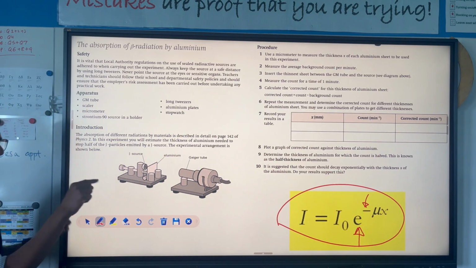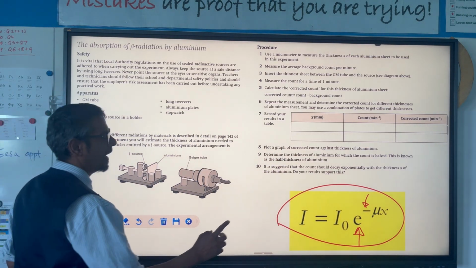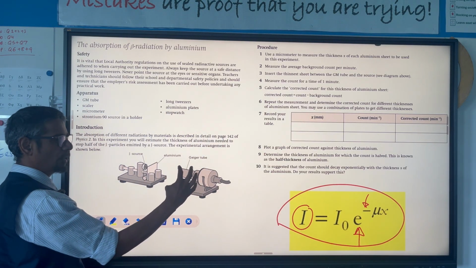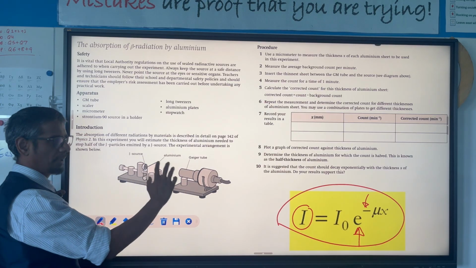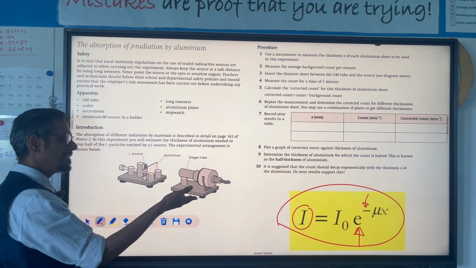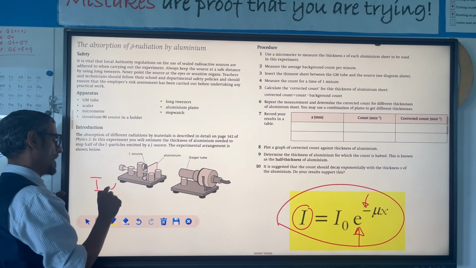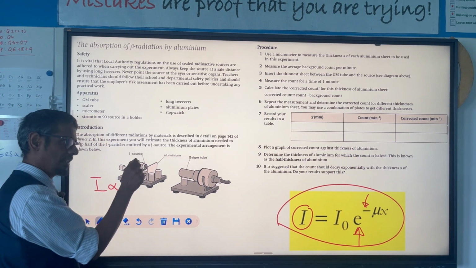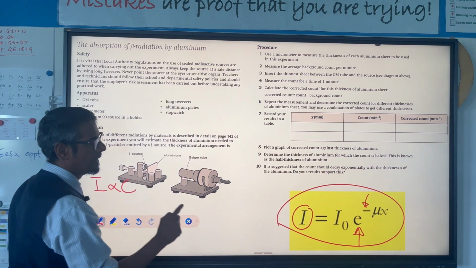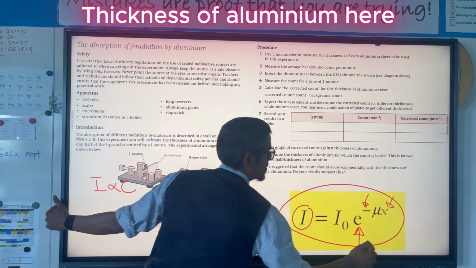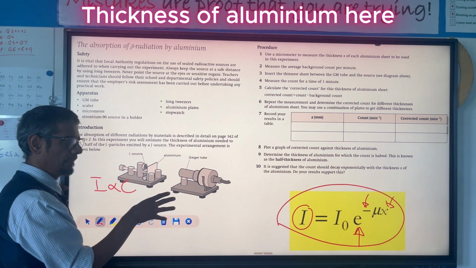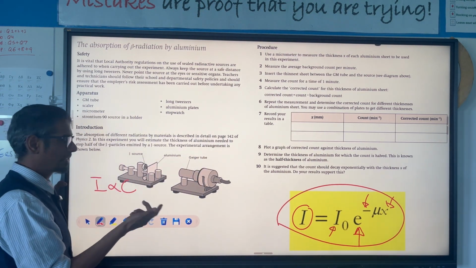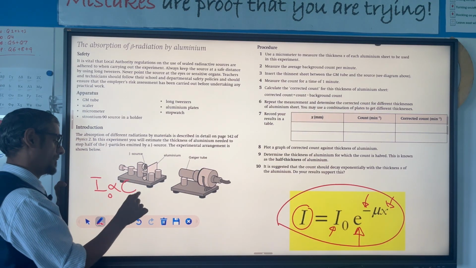But what do each of these quantities represent? I is the intensity, right? So your Geiger-Müller tube is actually picking up how many beta particles are coming out. So your intensity, in other words, is also the same as your count rate. That's the transmitted intensity that's going through the thickness of that aluminium plate. x is that thickness, so we're varying the thickness of the aluminium. I naught is the original intensity, directly proportional to the original count rate.